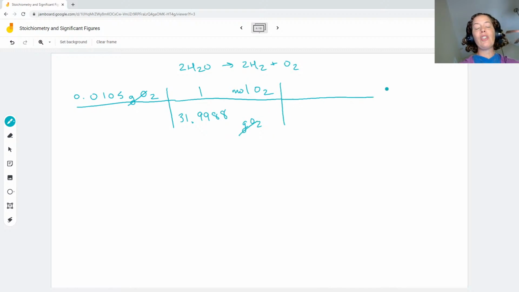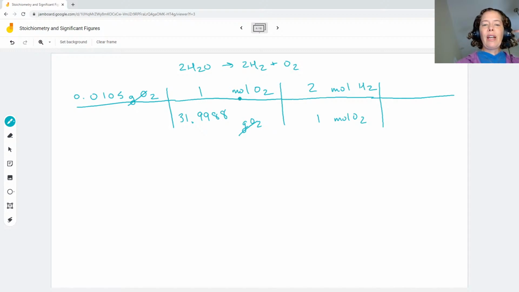I'm in moles of oxygen, which means I can use my mole ratio to convert from oxygen to hydrogen. So I want my moles of oxygen to cancel, and I am going to convert to moles of hydrogen gas. So there is a 1 in front of the oxygen here and a 2 in front of the hydrogen gas. And of course, we have one more conversion factor. Let's cancel out our moles of oxygen.